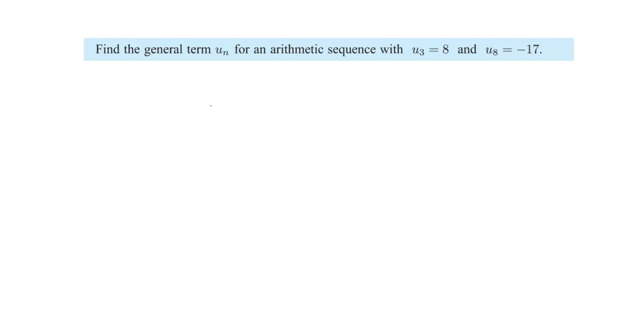So we know that 8 is going to be u1 plus 2d, and we know that negative 17 is going to be u1 plus 7d, and that is just swapping straight in from our formula there. Look, it's always one less than the term number amounts of d. So what we've got here is two simultaneous equations. Maybe we can solve these together, right? So let's rearrange them. Let's write them next to each other and see what happens.